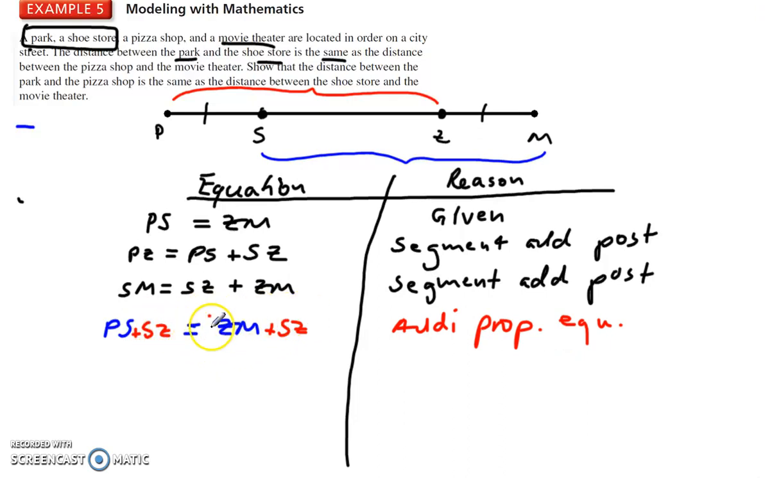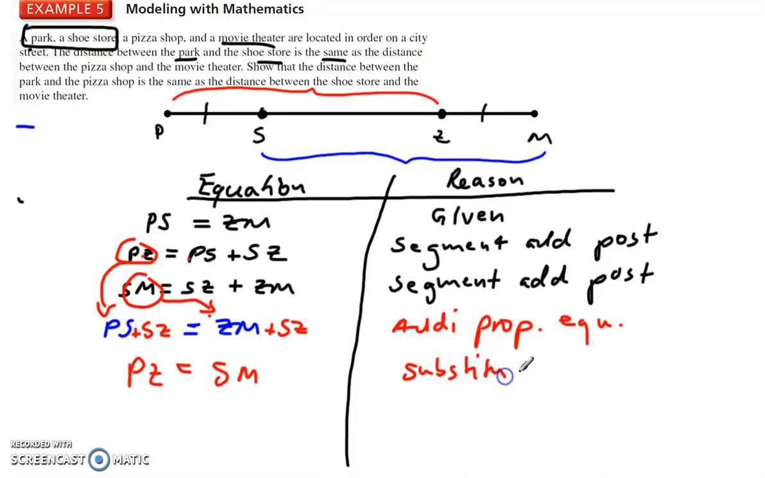And now, notice that I have ZM plus SZ, which is this statement, PS plus SZ. So this equals this equals this. I could say that PZ is equal to SM. I can use substitution here. Substitute this in for right there, and substitute this in right there. Substitution property.